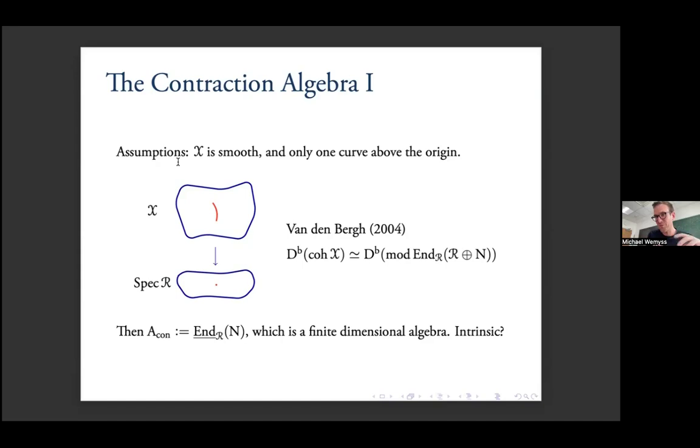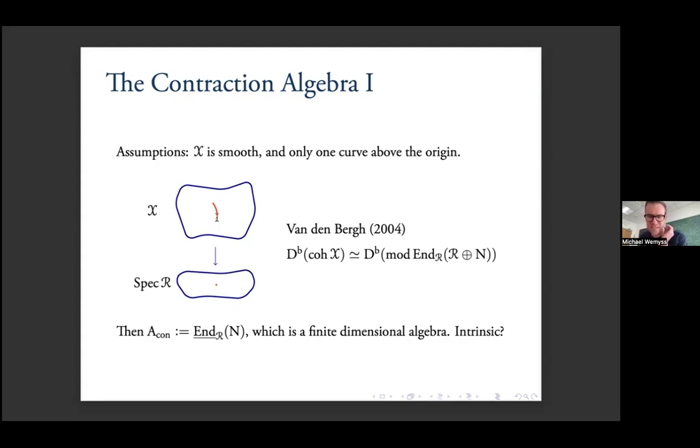So this one here should be conceptual and nice and simple, and the other one should be a lot more technical. We're going to study threefold flops today, just to classify them. Smoothness is going to be important because smooth points are somewhat classifiable. And there's only going to be one curve above the origin. That's not going to be mission critical for most things, but it just simplifies my life in giving a talk. So here's the cartoon picture. It's the same cartoon picture as before. You have some base ring, you have an isolated singularity.